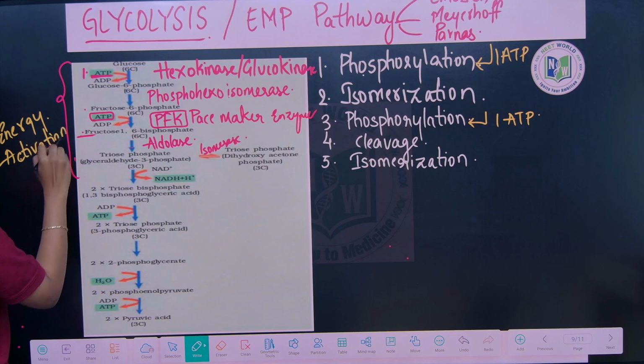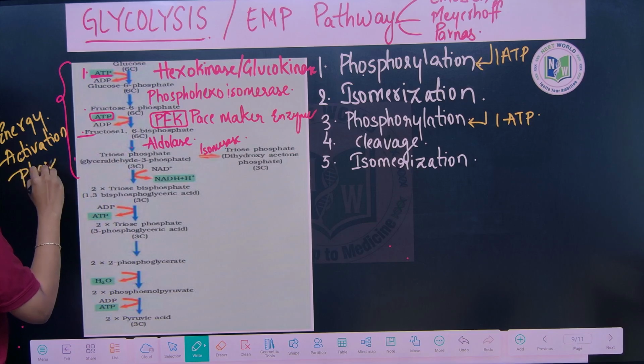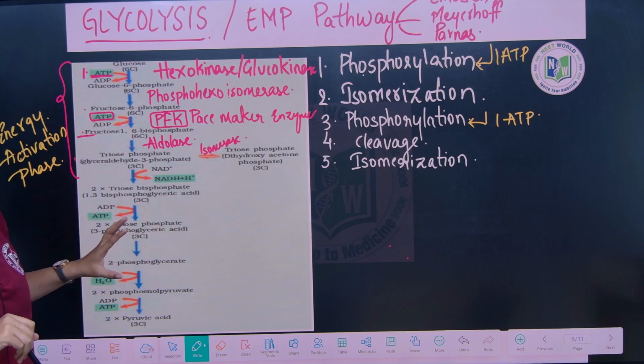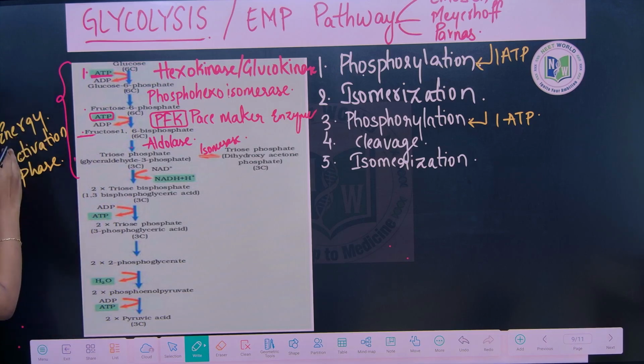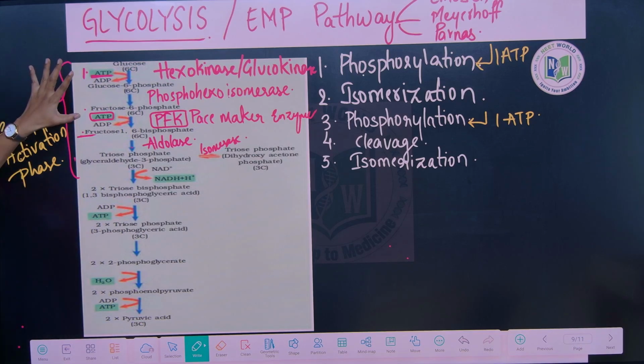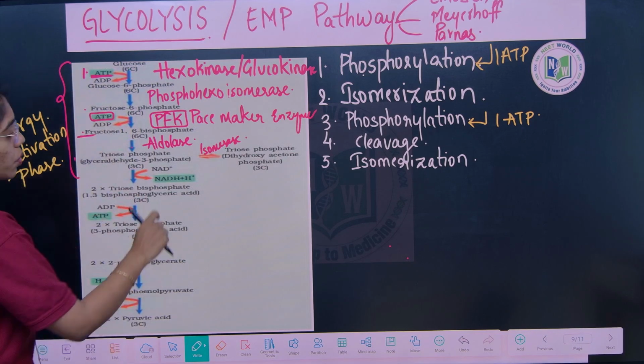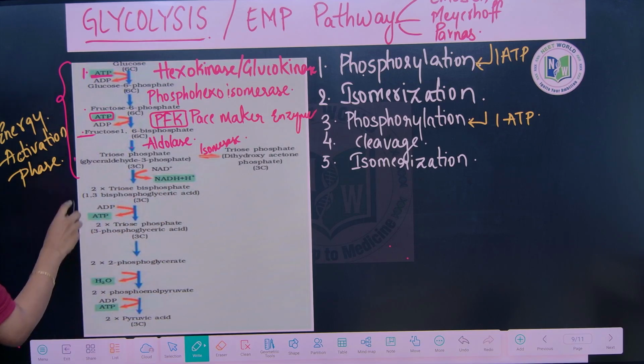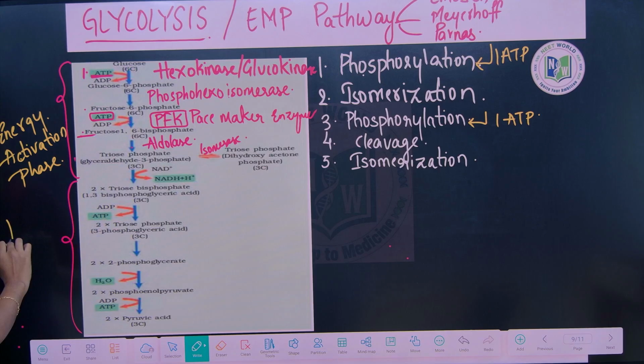Activation phase. In the next 5 steps of glycolysis, energy is produced. The first 5 steps are the energy activation or energy requirement phase. The next 5 steps, where energy is being liberated or produced, are known as the payoff phase. Payoff phase.